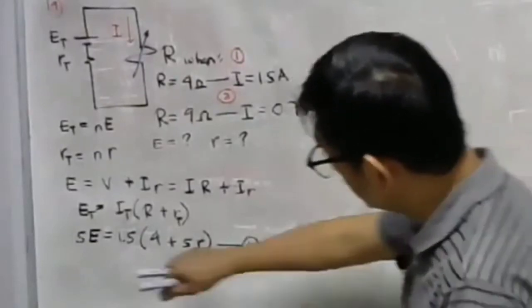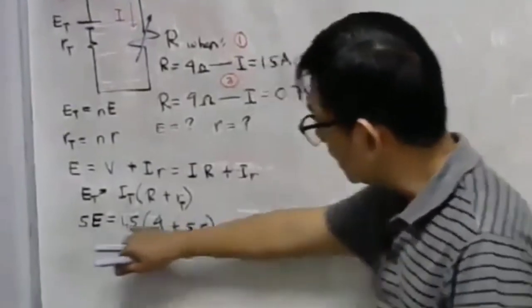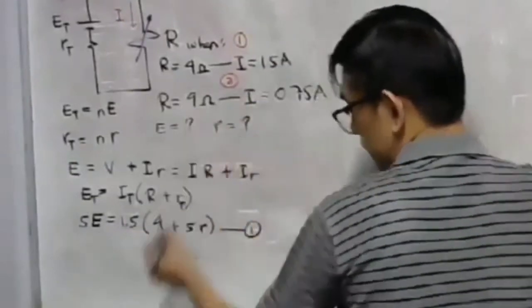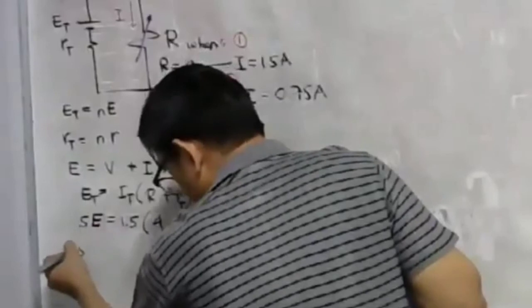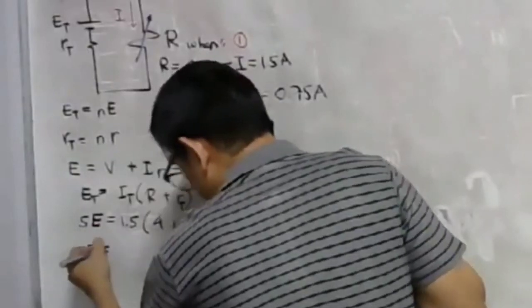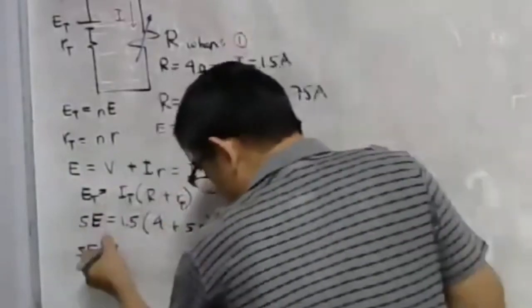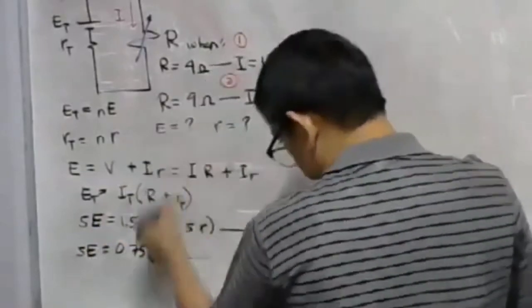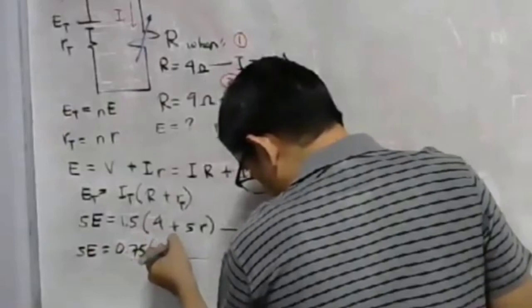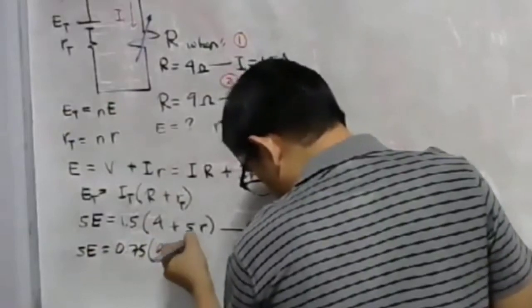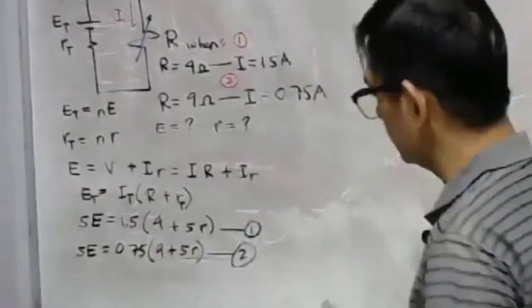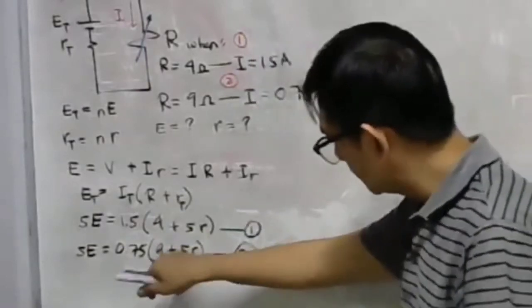So, we have two unknowns. So, we better have our equation number 2. What is the second condition? Here, again, we have 5E for the second condition. What is the current for the second condition? 0.75. Then multiplied by 9. Then we have plus 5r. This is equation number 2. Take note of that. 9 plus 5r.